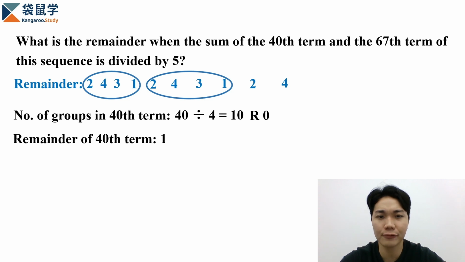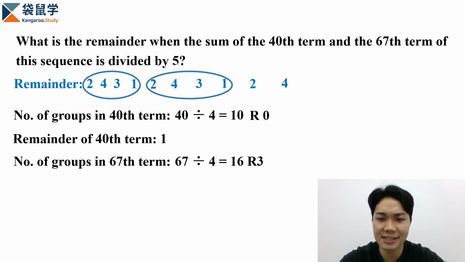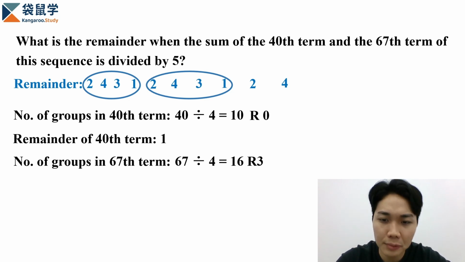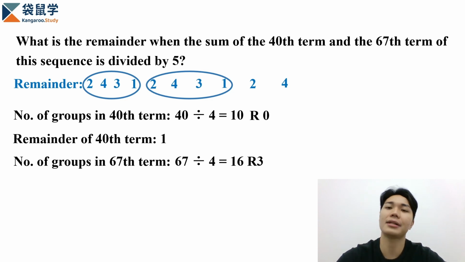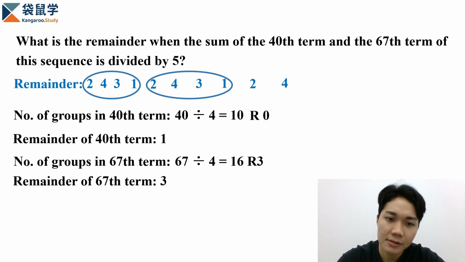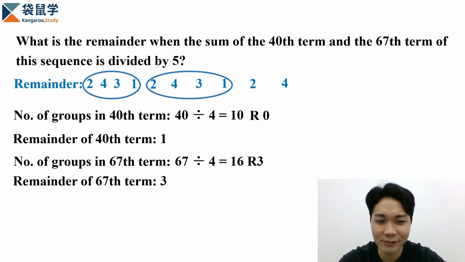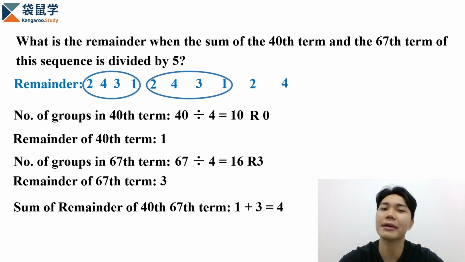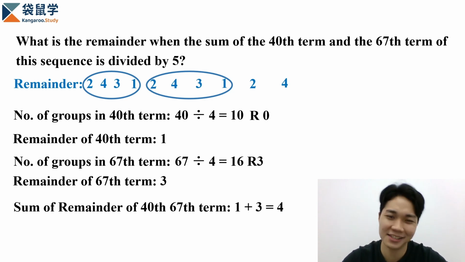Okay, now how can I find the remainder of the 67th term? I can also similarly divide by 4 and I get 16. Oh, this time we know there's a remainder 3. And what does remainder 3 tell us? It tells us it is the third number in this pattern. And the third number is the number 3. So now we have the remainder of the 40th term and the 67th term. What is their sum? Yes, it is simply 4. And there we have found the answer.